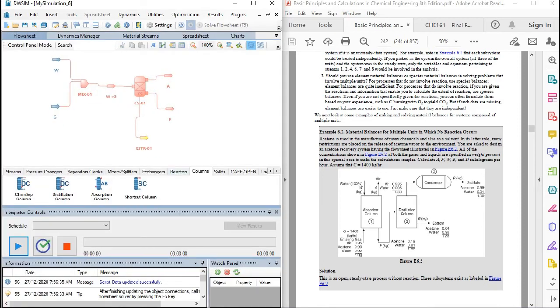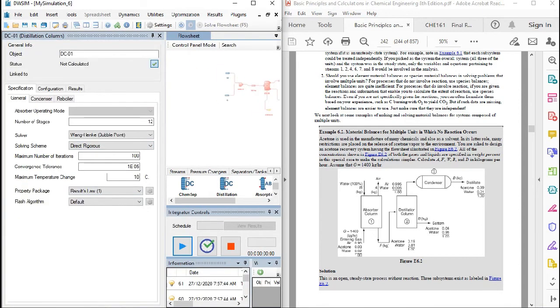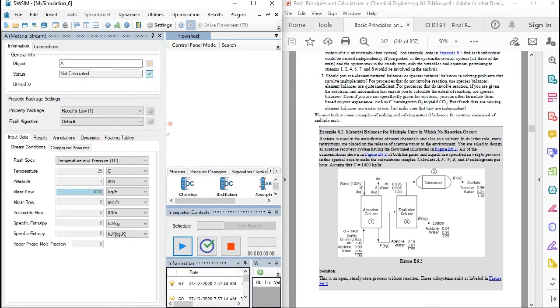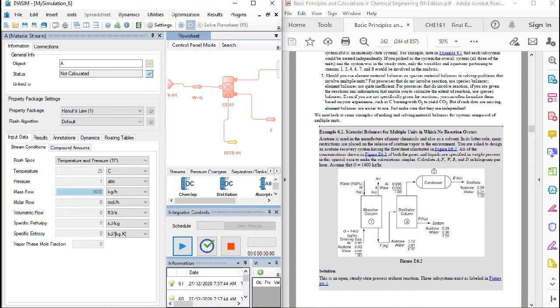As you can see here, our F stream is separated into two streams. Using a distillation column would be complicated, so we will not be using it. Since the F stream is being separated into two, we will again be using a compound separator.